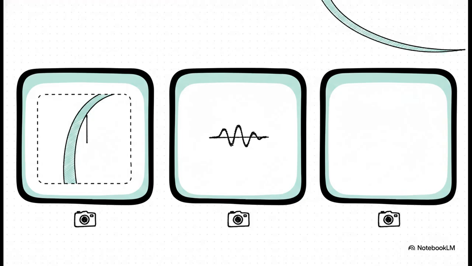And choosing this window is an art form. It's exactly like taking a photograph. If your window is too small, you completely miss the end behavior of the graph. You literally can't see where the function is heading as x approaches infinity. But on the flip side, if your window is too massive, you zoom out so far that the small, crucial, intricate details right in the middle completely disappear.